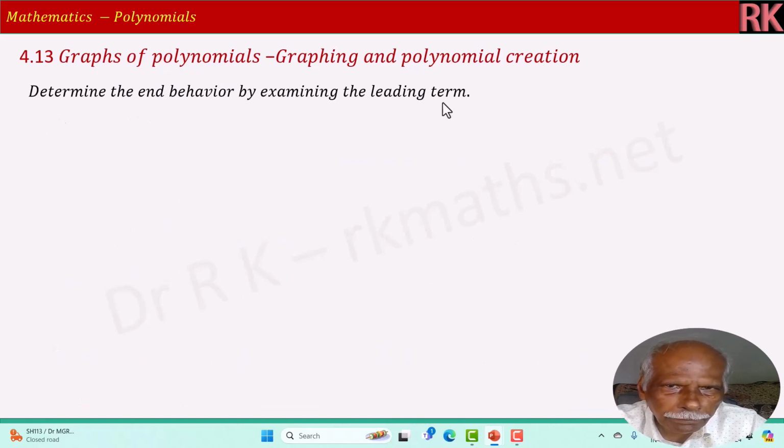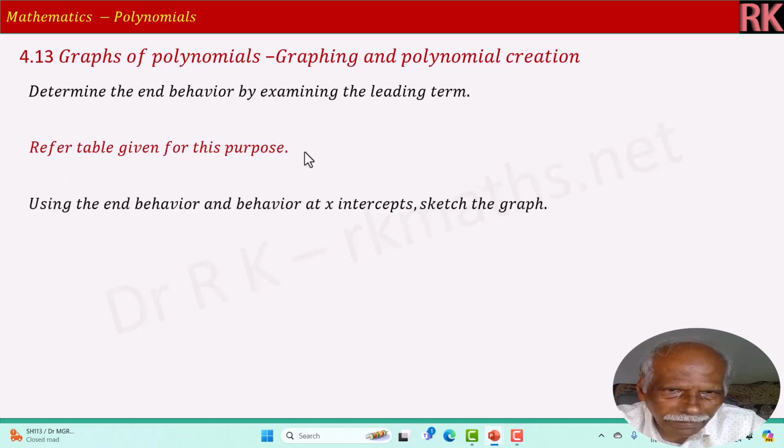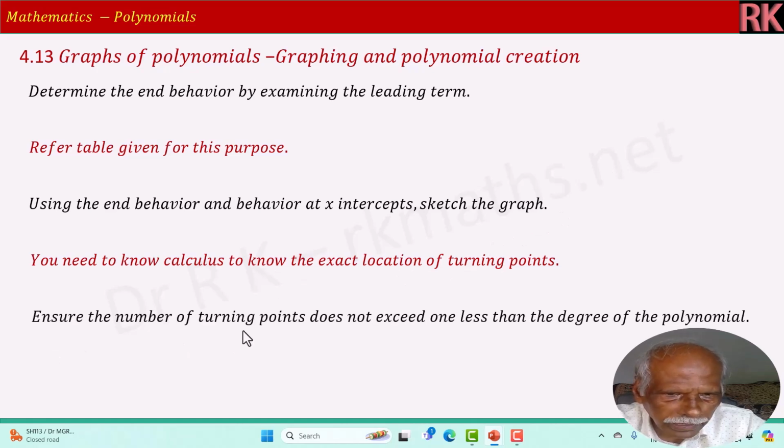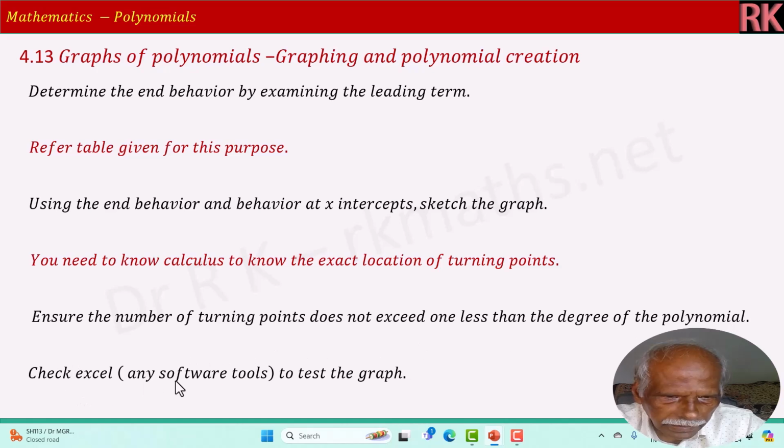Determine the end behavior by examining the leading term. Refer to the table given for this purpose; we have already discussed it in detail. Using the end behavior and behavior at x-intercepts, sketch the graph. That's the final step. You need to know calculus to know the exact location of turning points, but we can find them from the graph. Ensure the number of turning points does not exceed 1 less than the degree of the polynomial. Check the Excel software and plot the graph mathematically using Excel.